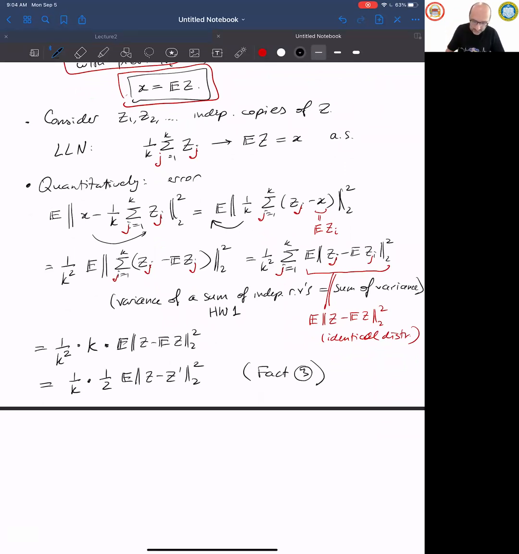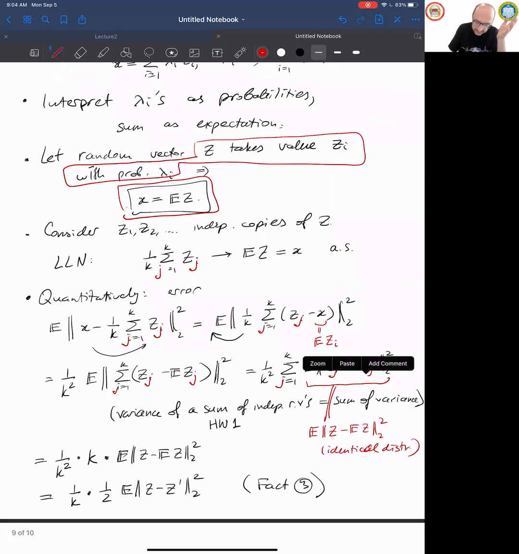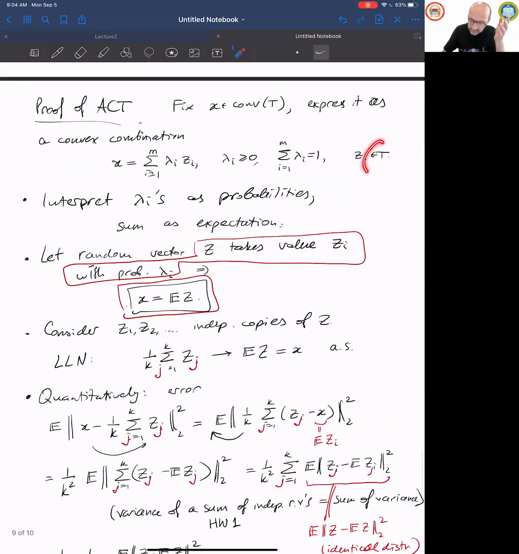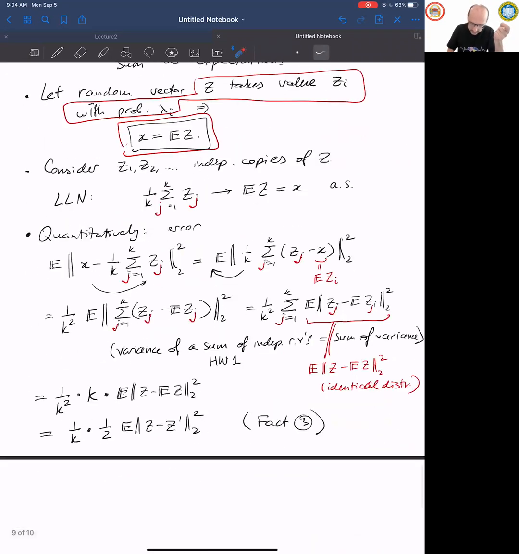Okay, we're almost there. Just one last thing to note: what's z and what's z prime? Z takes values zi, and these values are in t. So z always takes values in t. This is in t, this is in t. So the difference is less than the diameter of t, because the diameter is defined this way: it's the largest distance between two points. And the diameter of t, by scaling, we assume to be 1. We assume that this is less than 1. So that's it. It's less than 1 over 2k, because we take the expected value of 1, and that's it.